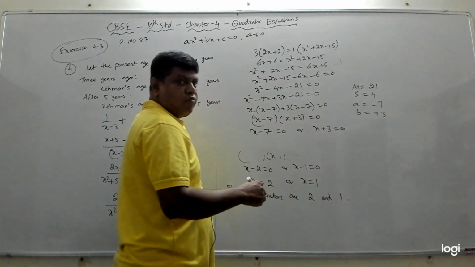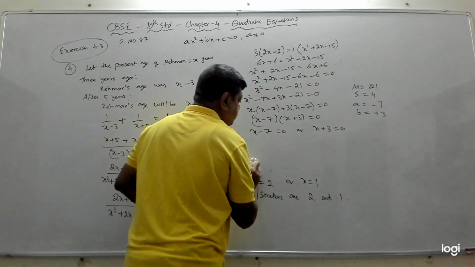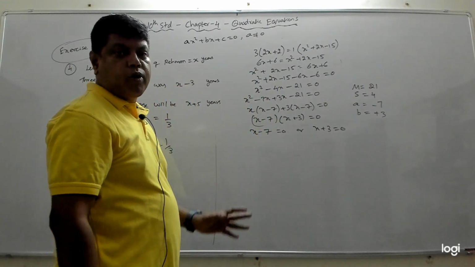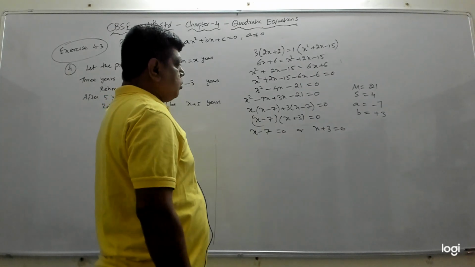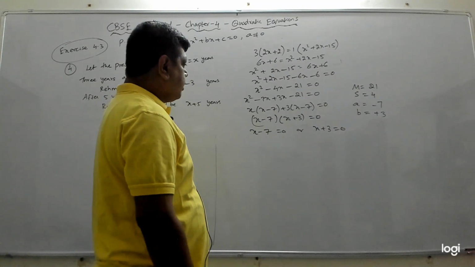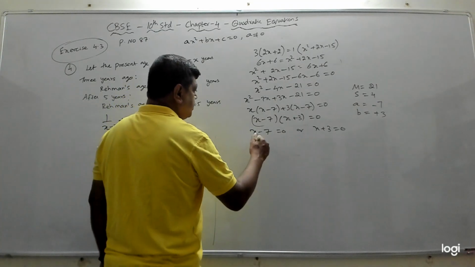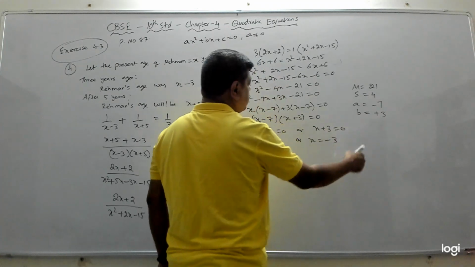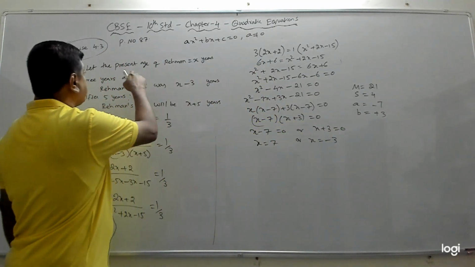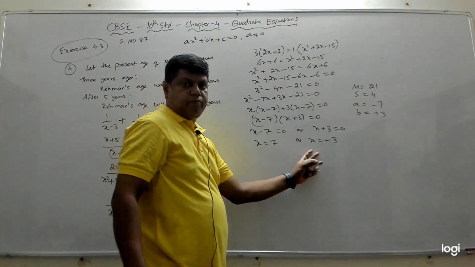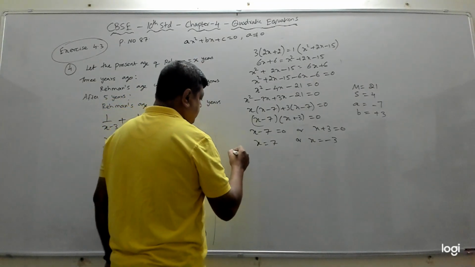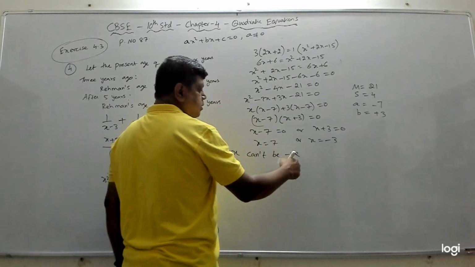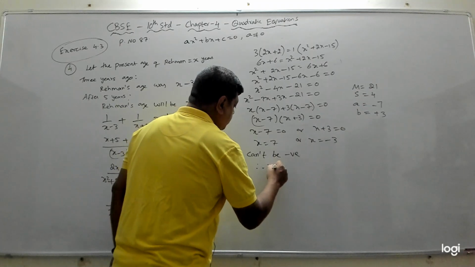I am writing a little faster because we know all this. We have done many problems similar to this. By this time, you should be very comfortable with factorization or using the quadratic formula to find the roots of any quadratic equation if they exist. So x is equal to 7 or x is equal to minus 3. But x cannot be negative because x is the present age of Rahman. Age cannot be negative, right? So x is equal to 7.